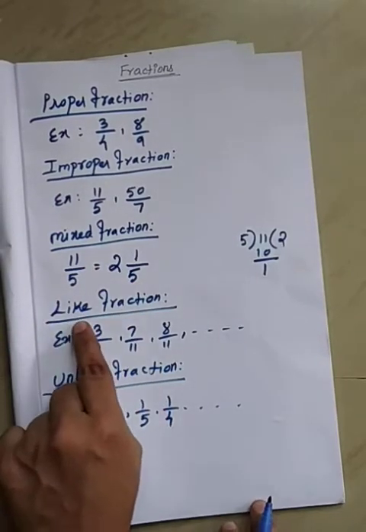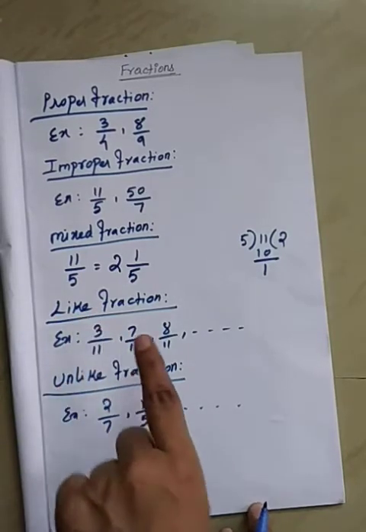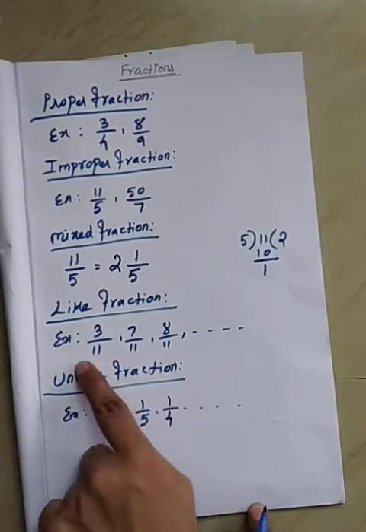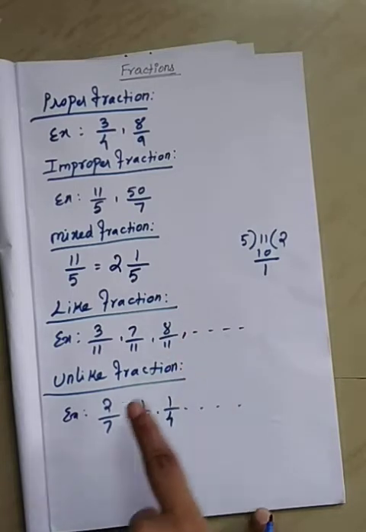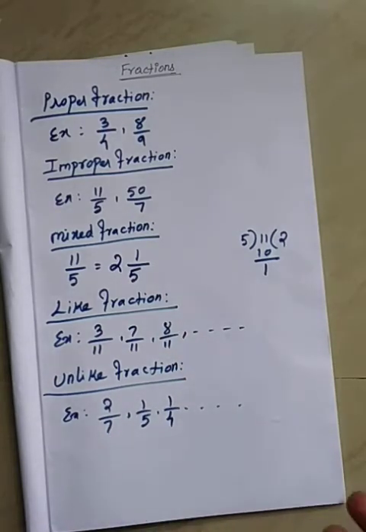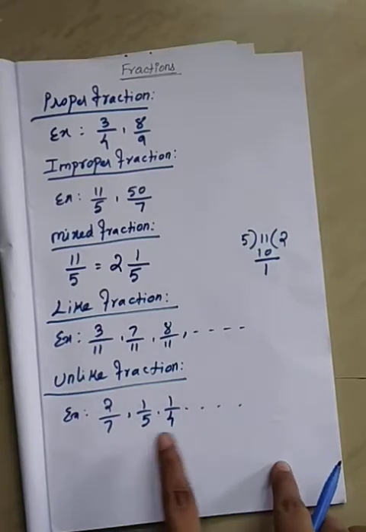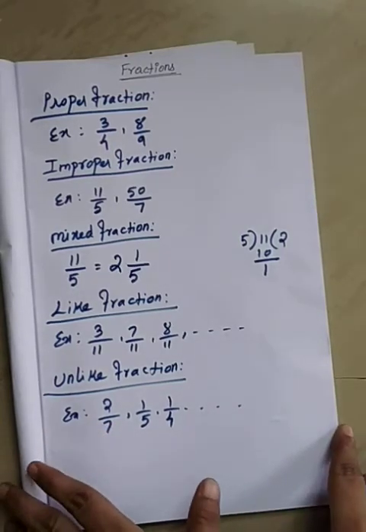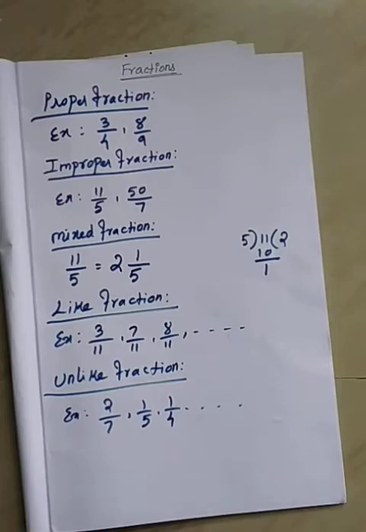Next, like fraction. What is a like fraction? Same denominators are called like fractions. Unlike fraction: fractions with different denominators are called unlike fractions. Everybody clear this basic concept? Now we can see some problems. The first problem.